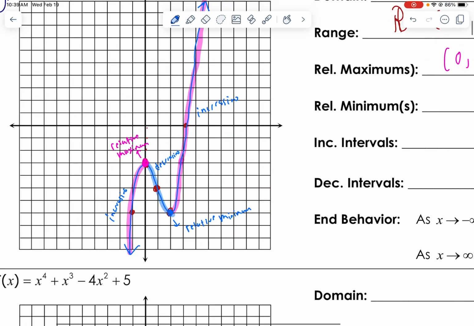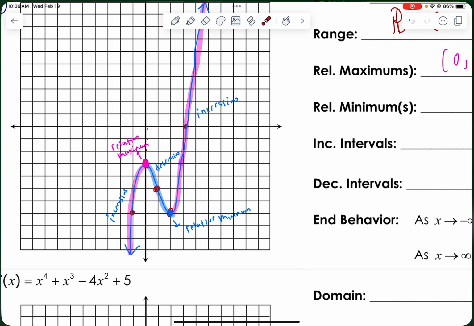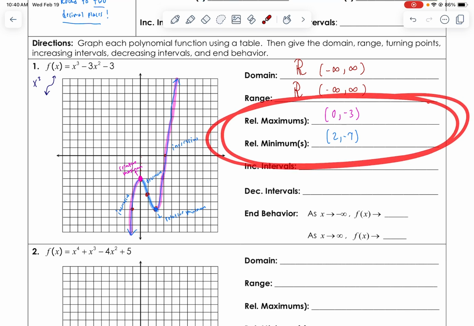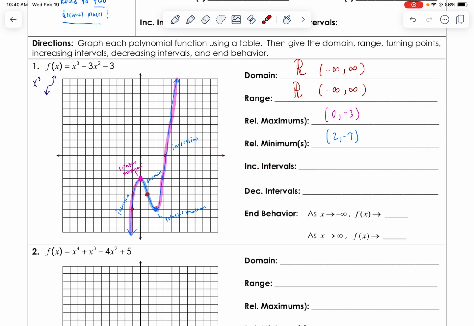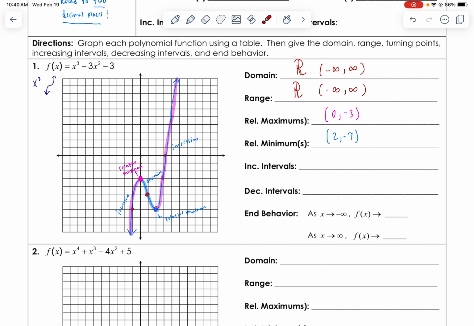Once again, it appears that it's at (2, -7). You can always verify that on Desmos, and of course, that point is on there. So (2, -7). And we don't have any more relative minimum, so we're good. We already classified the relative extrema. Now, this next part does get a little confusing sometimes, but here they want you to tell us on what intervals the function is increasing or decreasing.